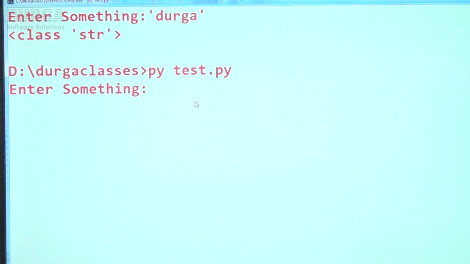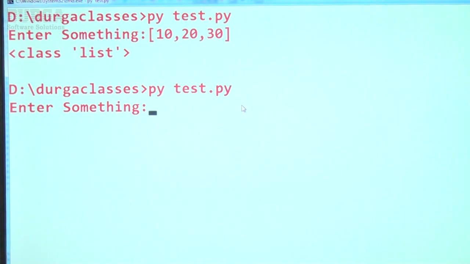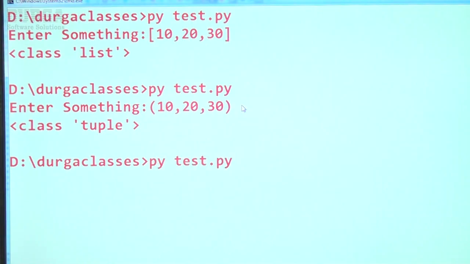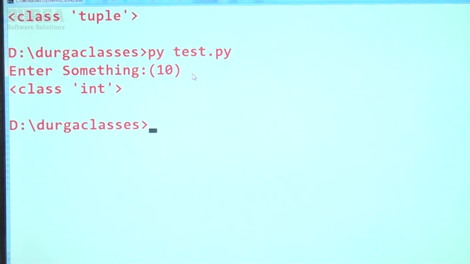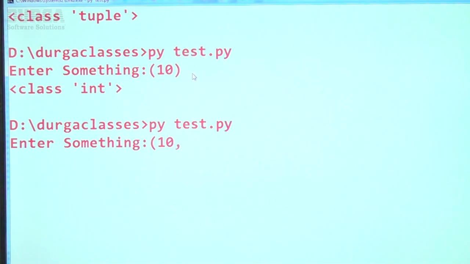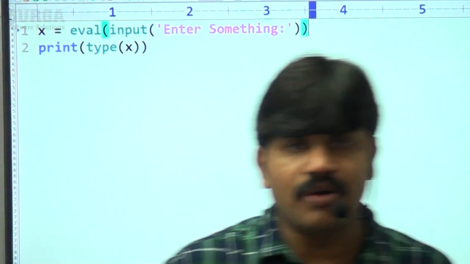If I take 10, 20, 30 within square brackets, what type? List type. If I provide 10, 20, 30 within parentheses, what is the answer? Tuple type. Don't get confused about this one, a single value within parentheses is int type. It is not a single-value tuple. It is int type only. Now if I provide 10 comma, a single-value tuple, the comma is mandatory, then what type is it? It is tuple type. Is everyone in a position to understand clearly? Are you able to understand?